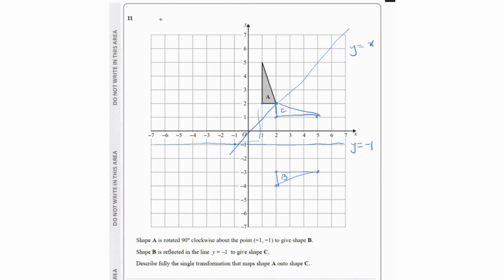If someone thinks this is a rotation, it can't be a rotation because 90 degrees anti-clockwise will be like this, not like this, and clockwise will be like this. So it's not even rotating properly. So the only thing that's left is a reflection. So this is a reflection in the line y equals x. That is the single transformation that maps triangle A onto C.